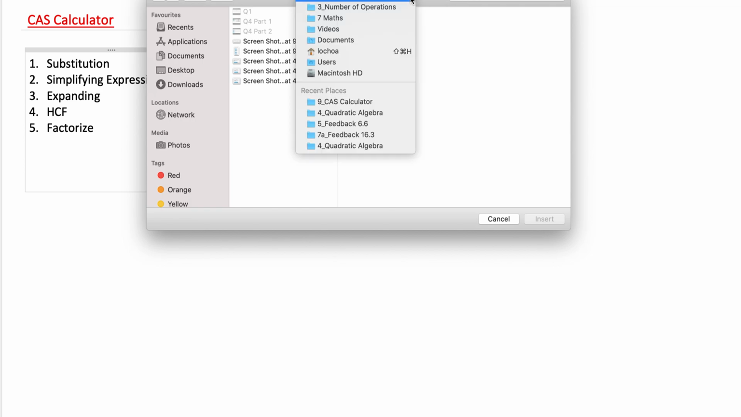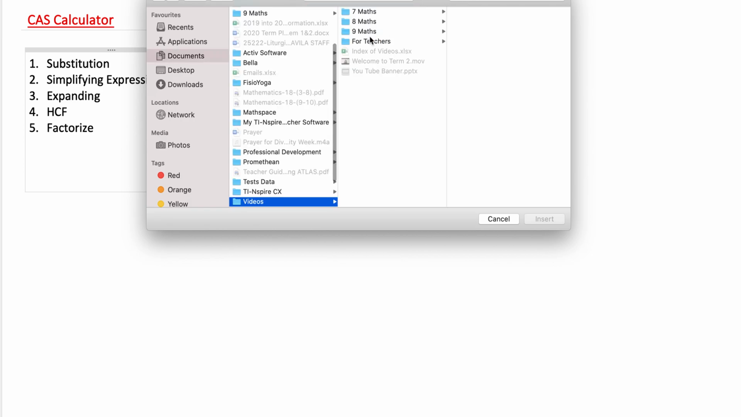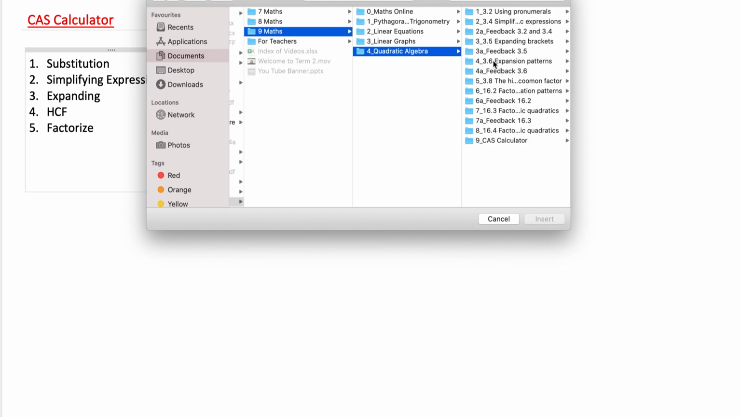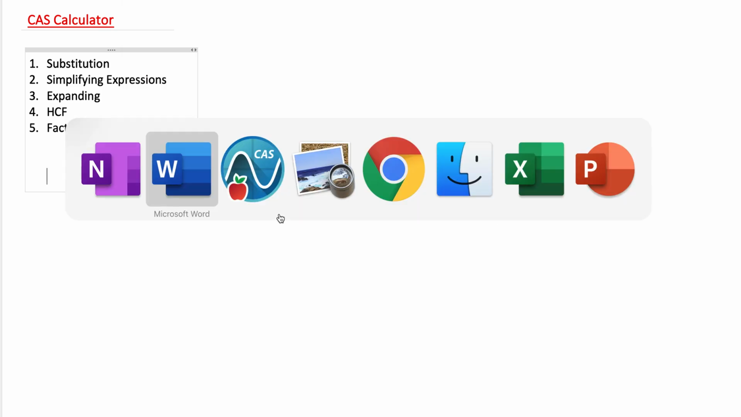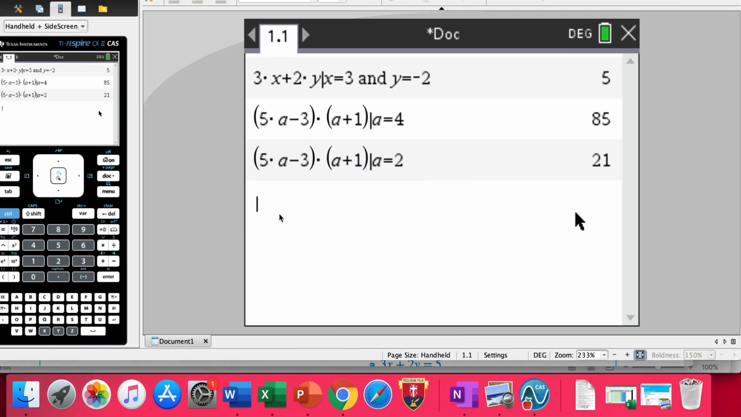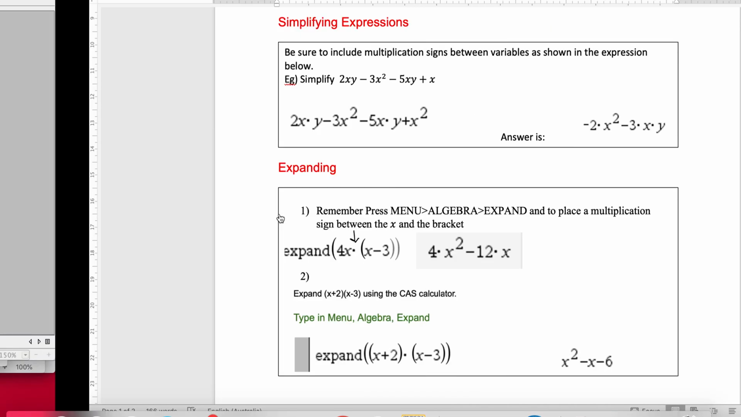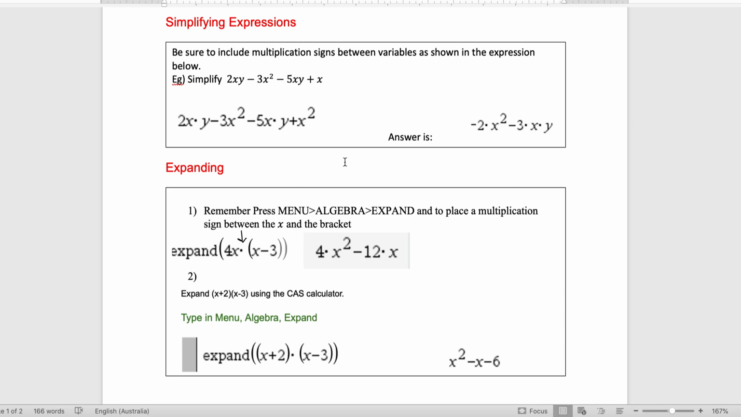I want to use one for simplifying, one of the ones that I gave you feedback on. Let me just, where is it? Quadratic algebra CAS calculator, and it's not here. Of course it's not here. Oof. Okay, let's use this one first. And then in the next video, I'll insert one of the ones that I gave you feedback for.